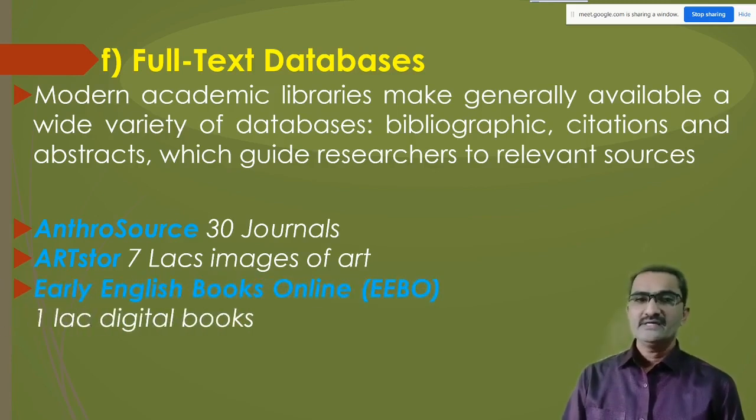Then EEBO, that is Early English Books Online, where more than 1 lakh digital books are available for researchers in the area of English. Specifically they are about early English, which means you can see early English books. Nowadays modern English books are available, but at the same time you can find early English books online here.